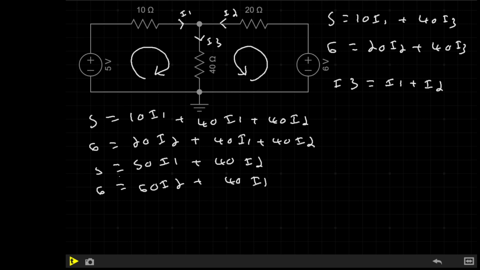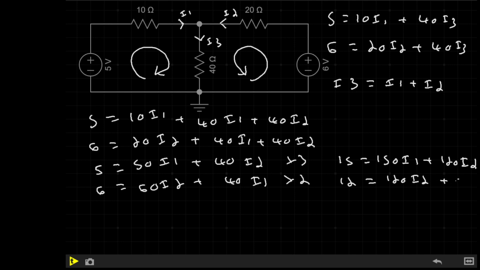Now, if you remember from your simultaneous equations, we want to find a like term so we can cancel them. So the quickest way to do that in my mind is to multiply this line by 3, multiply this line by 2. That will give us 15 equals 150 I1 plus 120 I2, as well as 12 equals 120 I2 plus 80 I1. Now we have 120 I2 in both equations, so we can get rid of them.